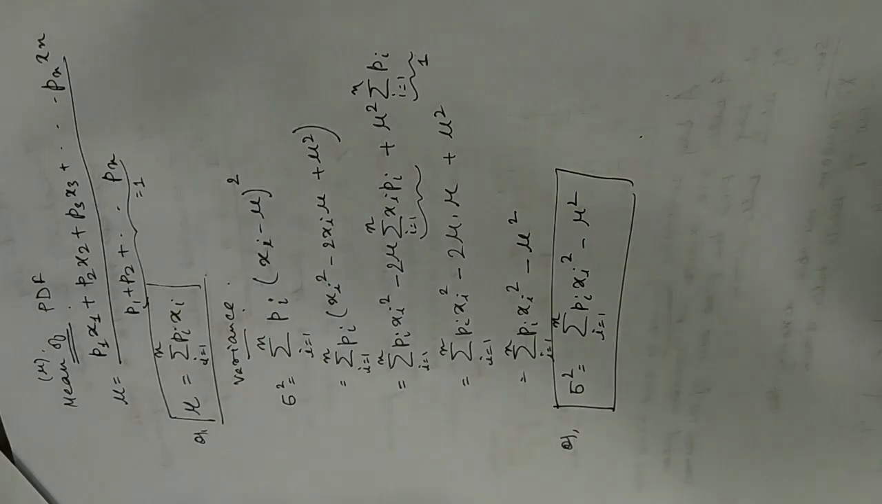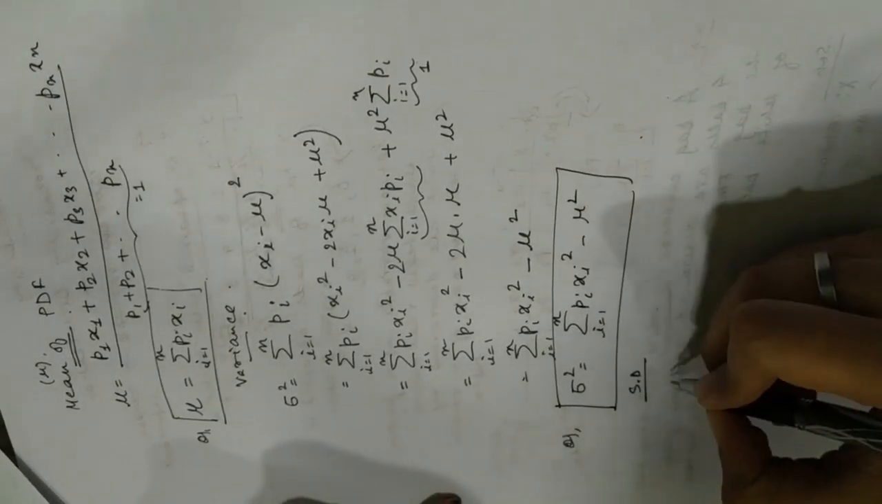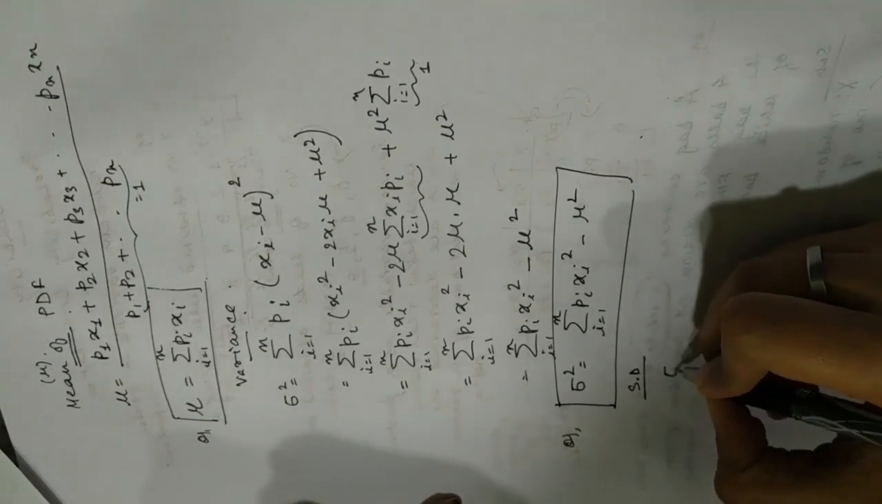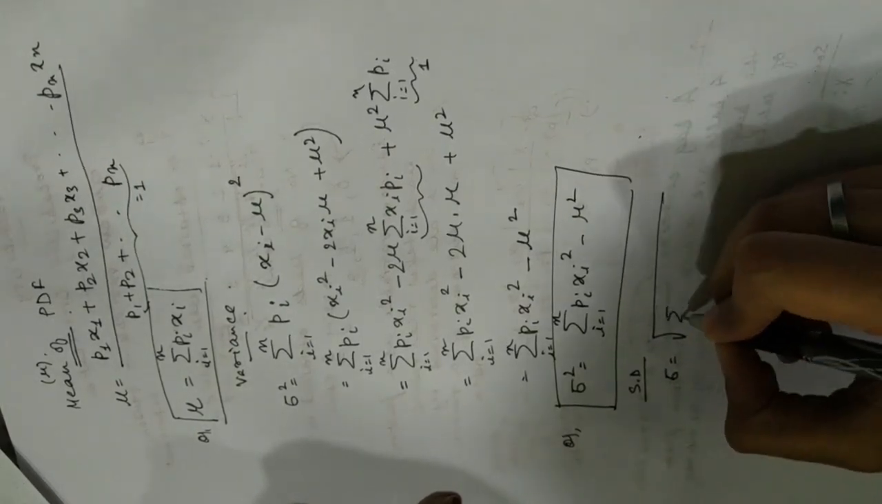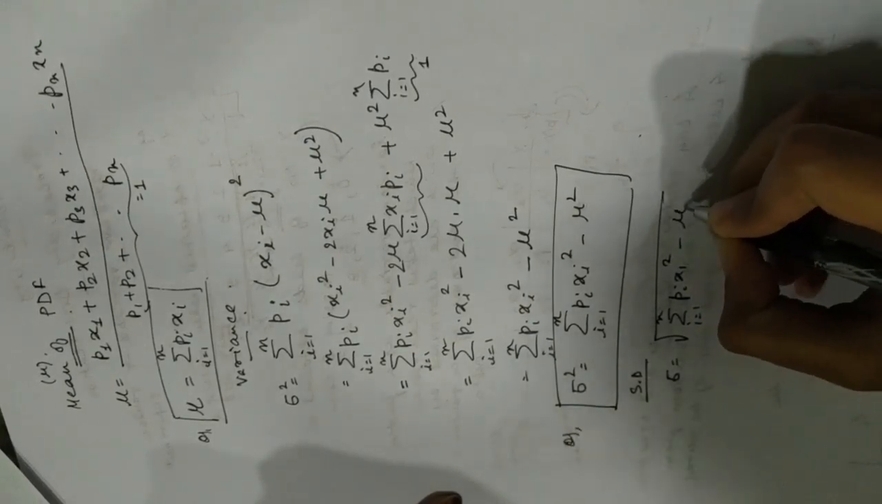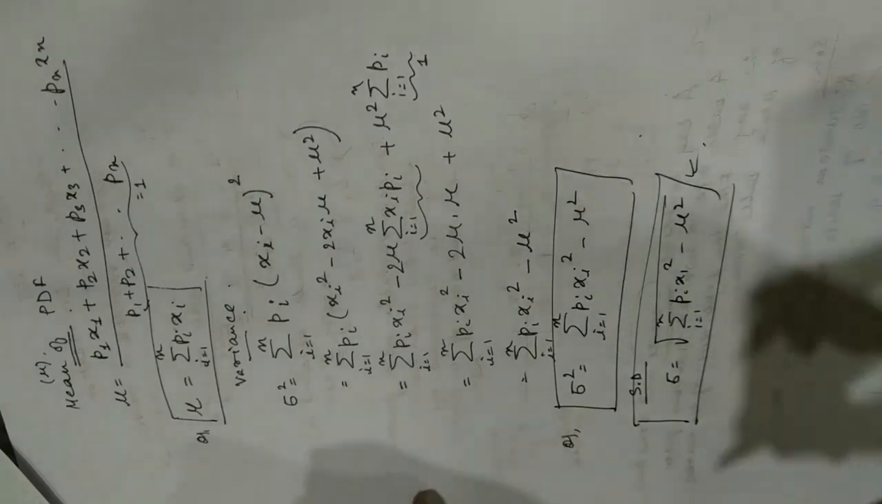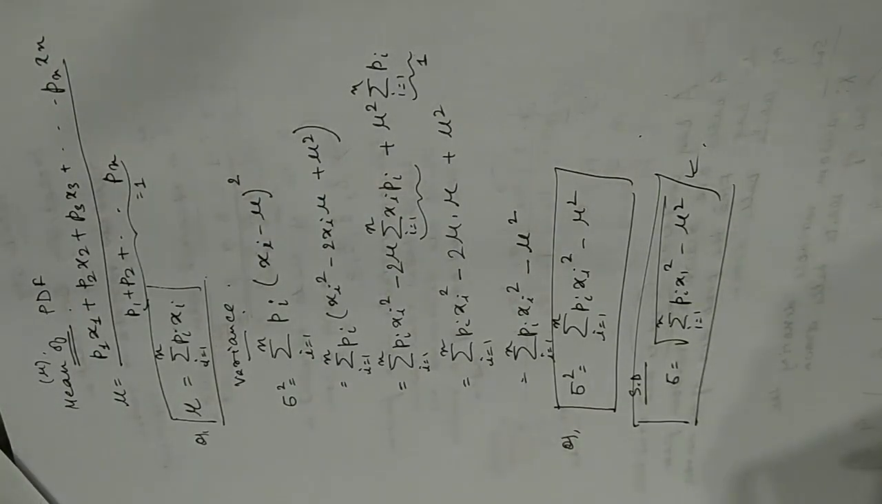So since this is the variance of a probability distribution, we automatically know the standard deviation. The standard deviation is given by sigma, that is the square root of summation i equals 1 to n of pi xi squared minus mu squared. So this is the expression for the standard deviation of a probability distribution function.